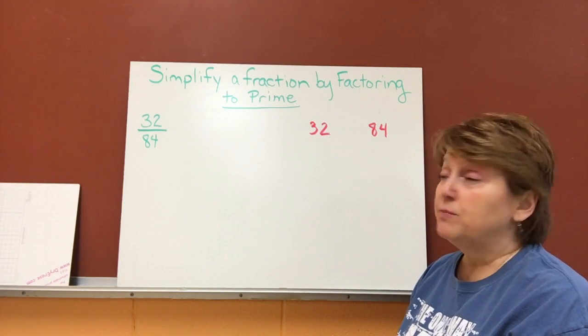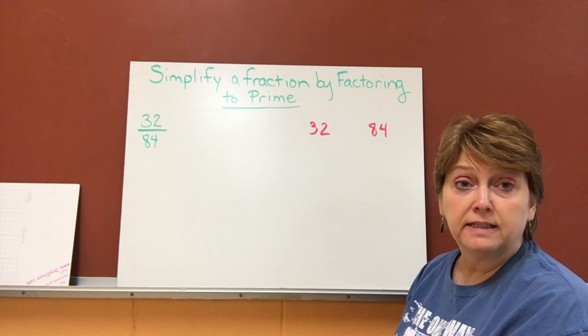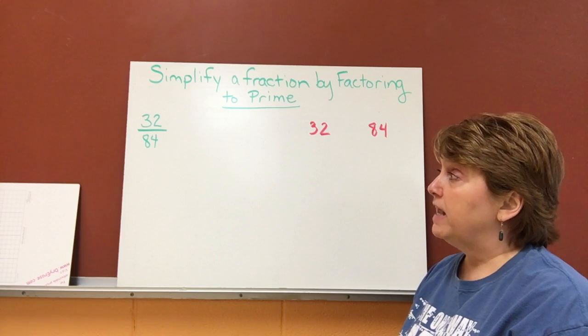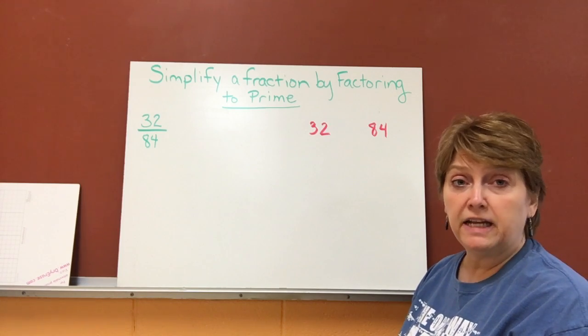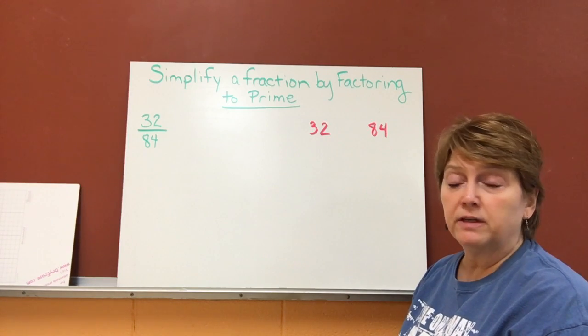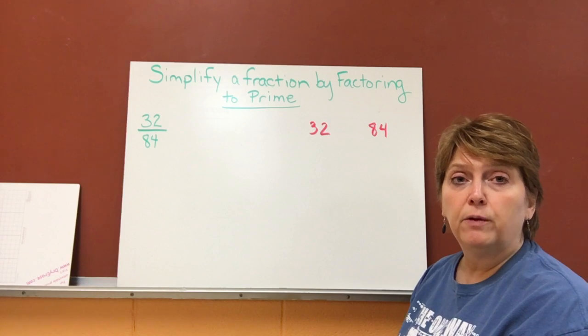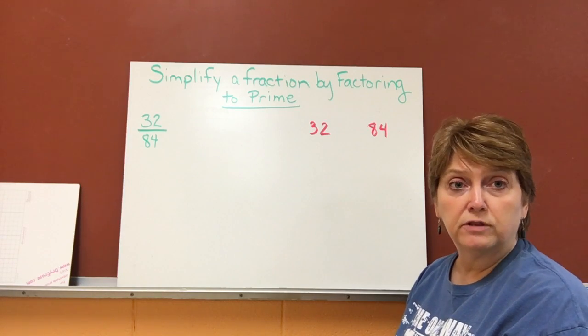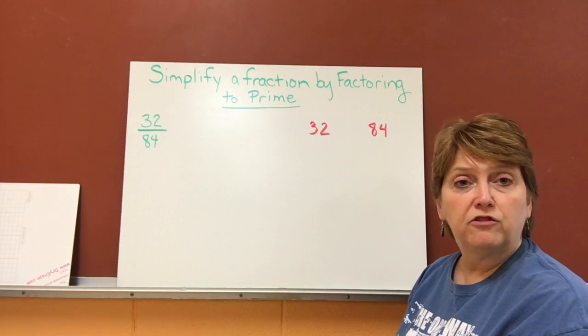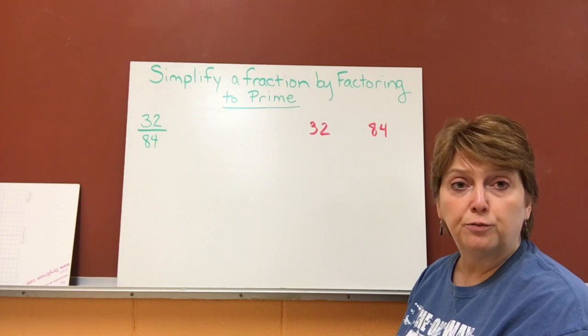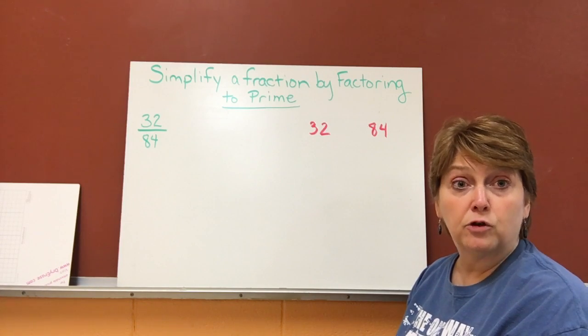Today we're going to work on simplifying a fraction by factoring it down to prime. We have the fraction 32/84, and we want to simplify that fraction, but we want to use prime factorization doing so. So what we have to do is break all of our numbers down to prime numbers only.